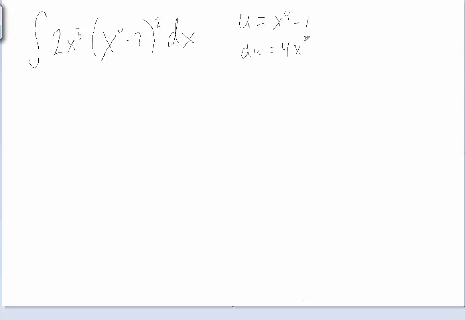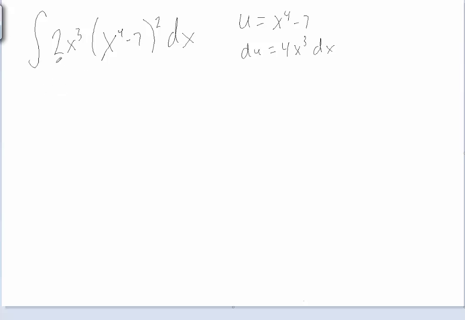And one last one. So let's take the integral of 2x cubed times x to the fourth minus 7 squared dx. And again, we've got this here, kind of a u squared. So let's take u equals x to the fourth minus 7. Du is 4x cubed dx. Again, we don't quite have exactly what du is.